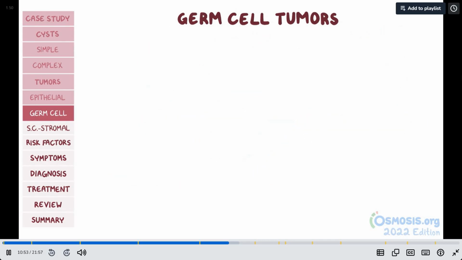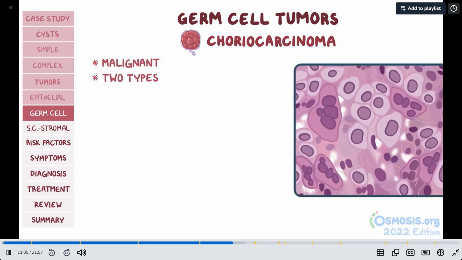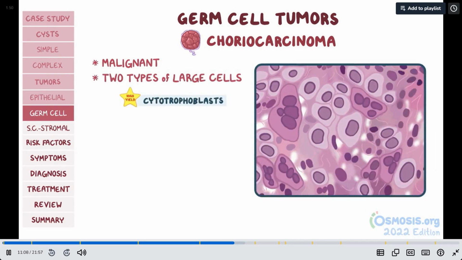Finally, the last kind of germ cell tumor comes from the placental tissue, and it's called choriocarcinoma. These are malignant tumors which usually arise as a complication of pregnancy, but in rare cases can occur in the ovaries. Under the microscope, they contain 2 types of large cells: cytotrophoblasts, with central nuclei and pale cytoplasm, and syncytiotrophoblasts that have multiple nuclei and darker cytoplasm.